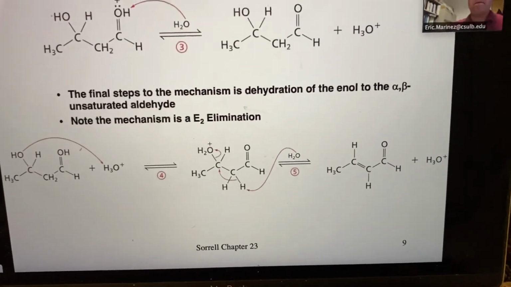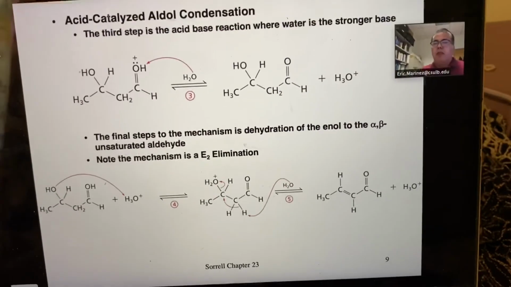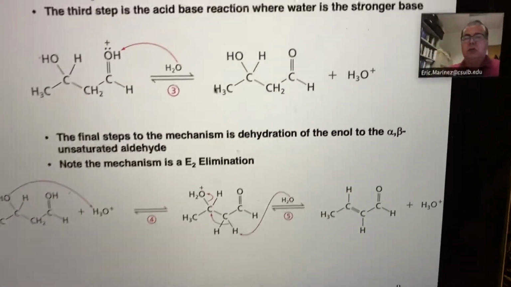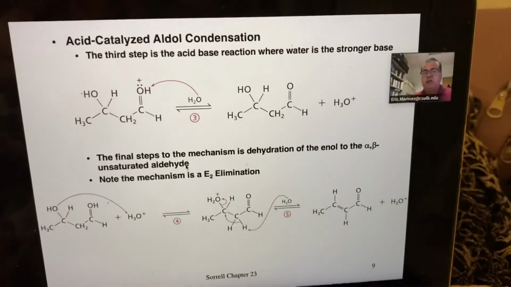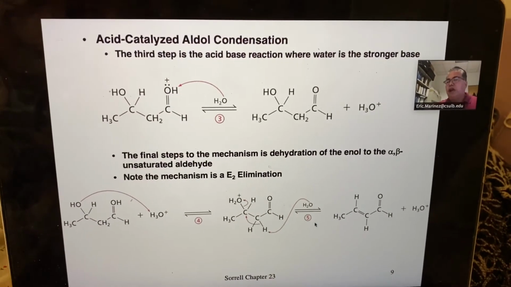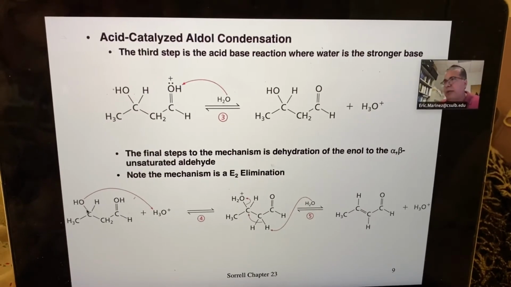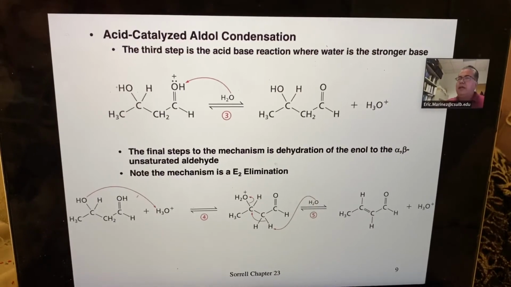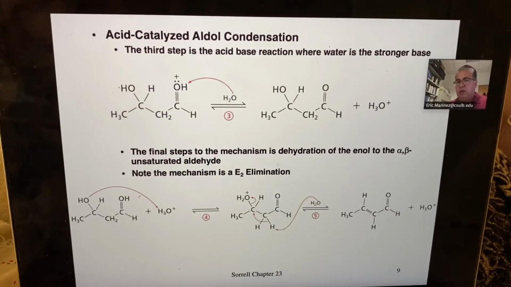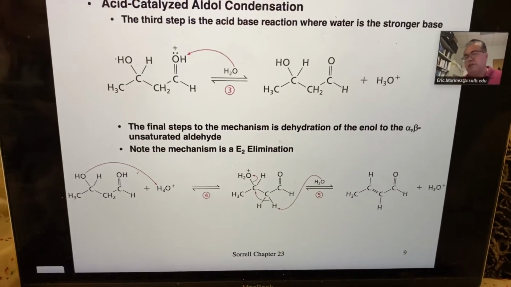Okay. Now, it turns out in acid, we often don't stop here. In acid, we often go to the alpha, beta unsaturated system. In acid, the mechanism is not E1CB because, again, E1CB says I must form an enolate. If I'm in acid, I can't form enolates because enolates are conjugate bases.